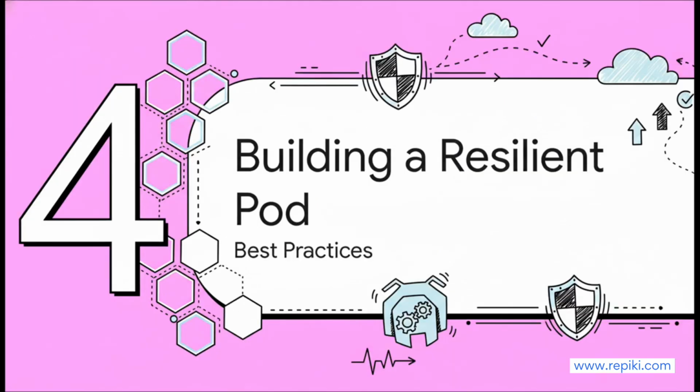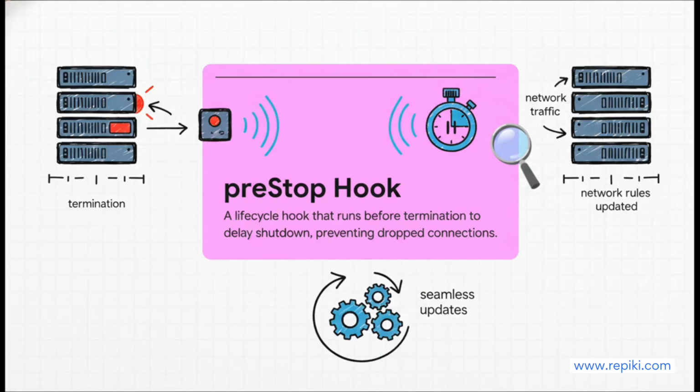Okay, enough of the horror stories. Now that we know what not to do, let's talk about how to combine all these tools to build a pod that is truly resilient and ready for production. Now here's a pro-level tool for you, the pre-stop hook. This little thing is magic for achieving zero downtime deployments.